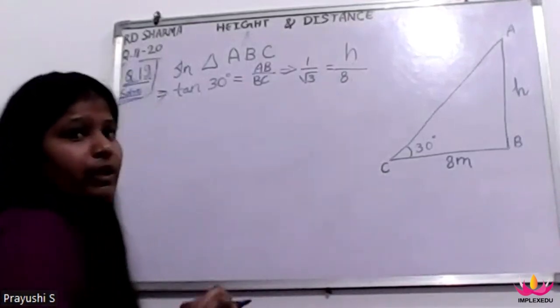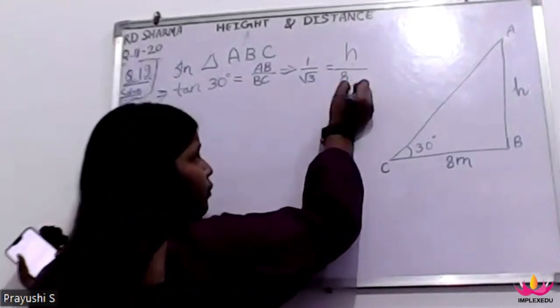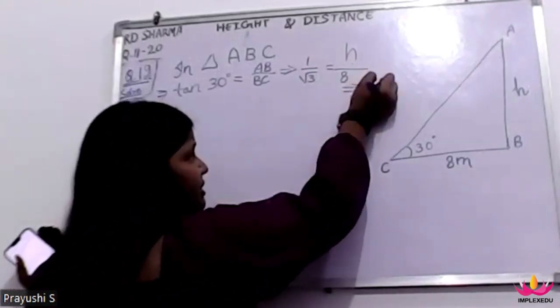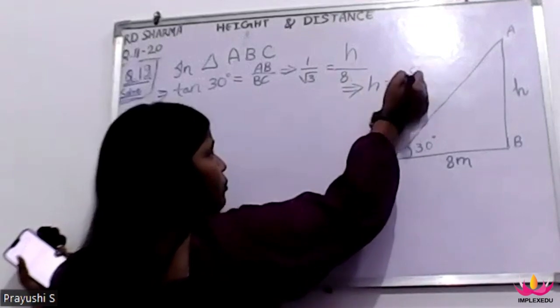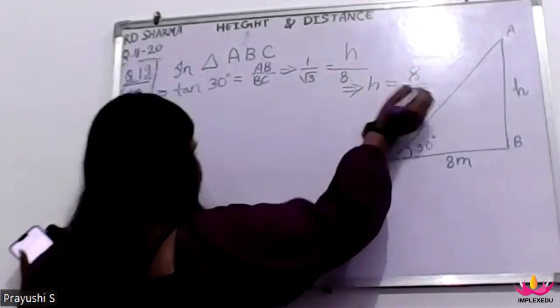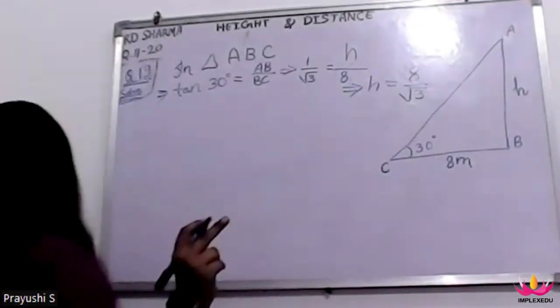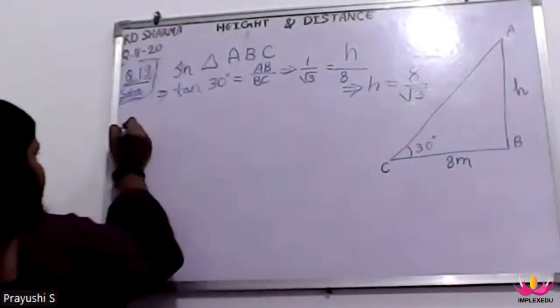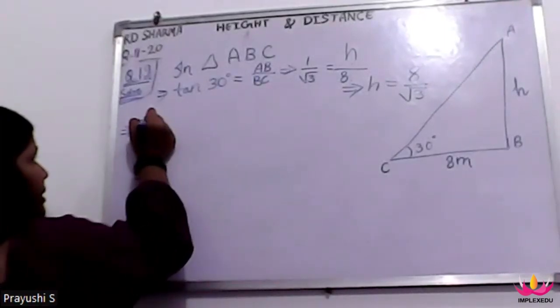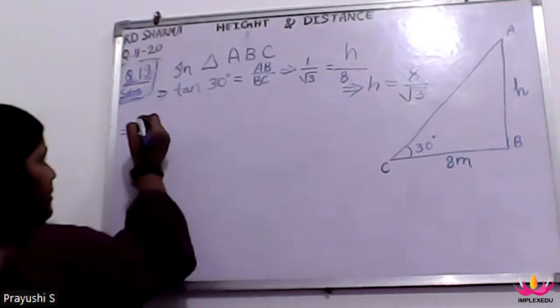Now from here we will get H is equal to 8 upon root 3. Done. This much is done. 8 upon root 3. Now again in ABC we will take sine.